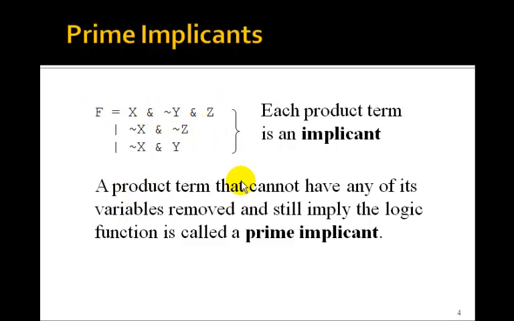Now a product term that cannot have any of its variables removed and still imply the logic function is called a prime implicant. In other words, if I can't take this not Y out of here, then this would be a prime implicant. We'll see when we go along that these prime implicants correspond to the circles in our Carnot maps. That is, we make the circles as large as possible, but still include all of the min terms. If you take any of the min terms out, then that particular circle wouldn't work.